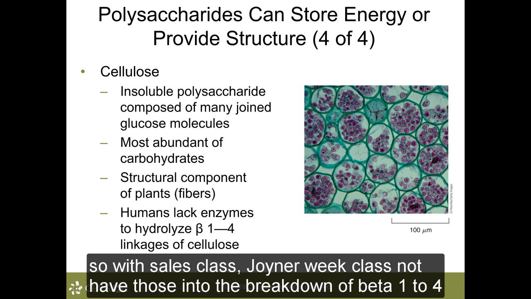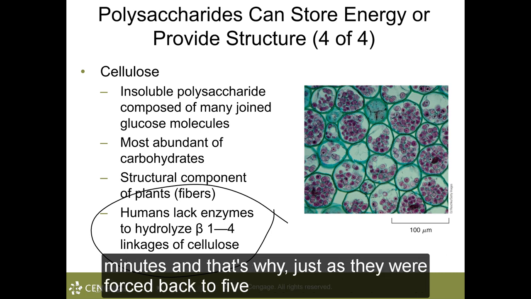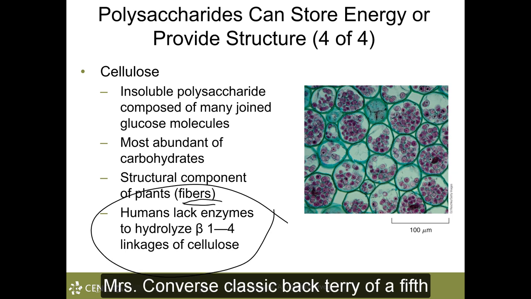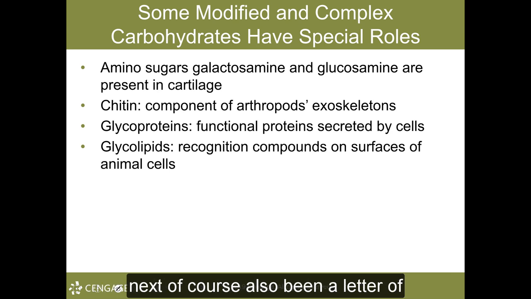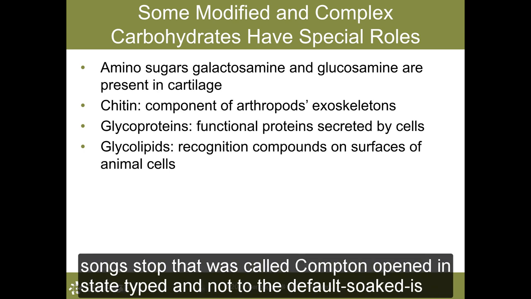So with cellulose, class, I mentioned already that we do not have those enzymes to break down those beta 1-4 linkages. And that's why I've mentioned this as being, of course, dietary fiber. And this says fibers, but I said dietary fiber. So from here, class, we'll keep on moving to a bit of what's next, but of course also things you'll learn later on. So I'll stop at what is called chitin.